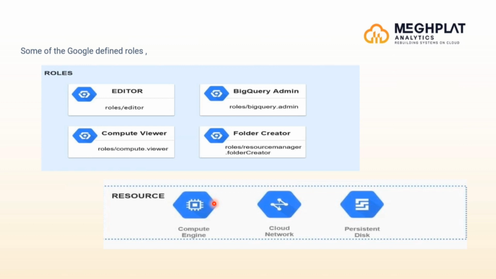Some of the Google defined roles are, here you can see, editor, BigQuery admin, compute viewer, folder creator. With these roles, user can access the concerned resources. These are the resources: compute engine, cloud network, persistent disk. These are all the concerned resources user can access with these roles.